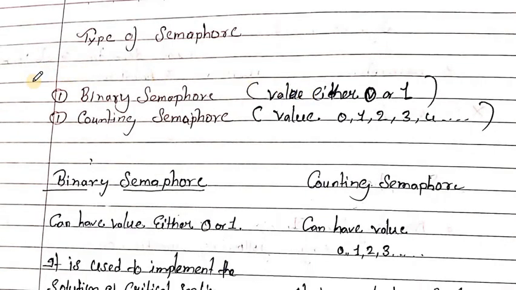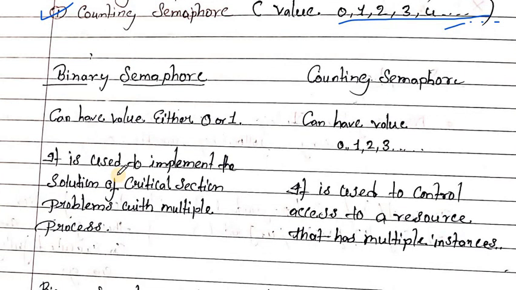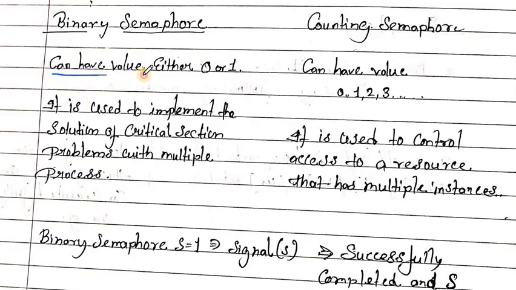Now, the types of semaphore. There are two types: binary semaphore and counting semaphore. The binary semaphore's value can be either 0 or 1. But the value of a counting semaphore can range from 0, 1, 2, 3, 4, up to some finite value.